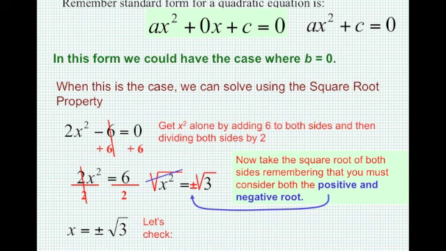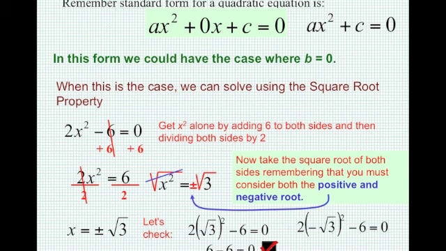So let's check this and see if it works. If we plug square root of 3 in everywhere we saw an x into our original equation, the result is 6 minus 6 equals 0, which does check. If we put negative square root of 3 in everywhere we saw an x, it also gives us a result of 6 minus 6 equals 0, which is correct.